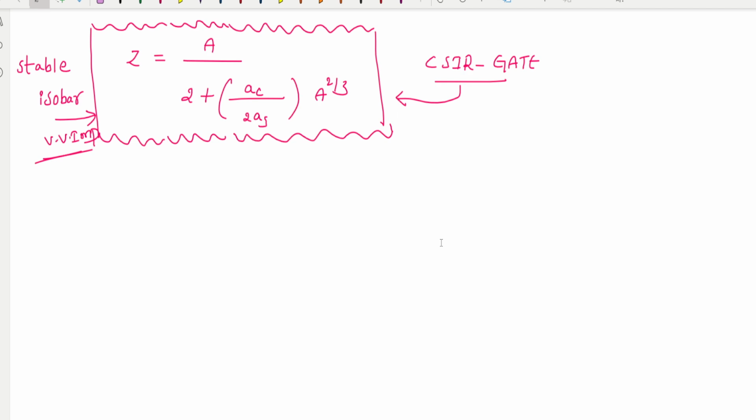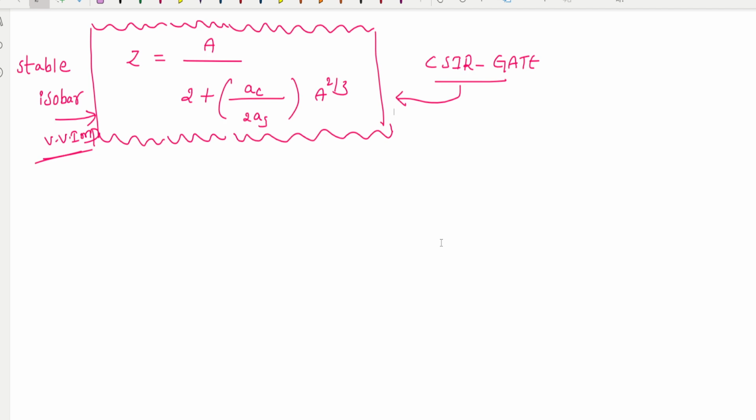Today we are going to discuss the stable isobar formula, how this stable isobar formula is derived from the semi-empirical mass formula. For that, we need to discuss first some basic key points of the liquid drop model. So therefore, I'm going to discuss first the liquid drop model key points only.